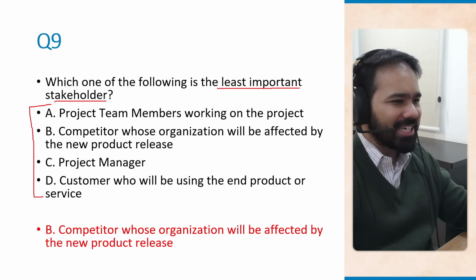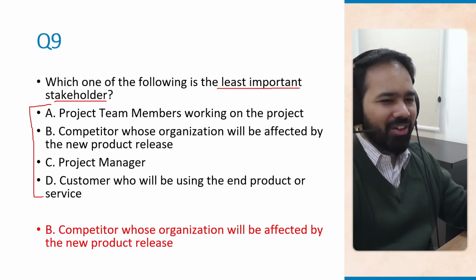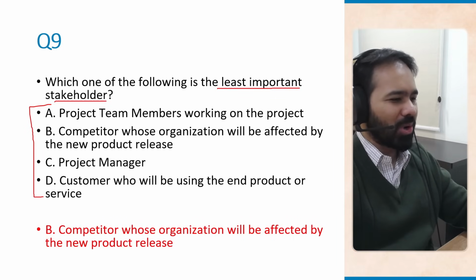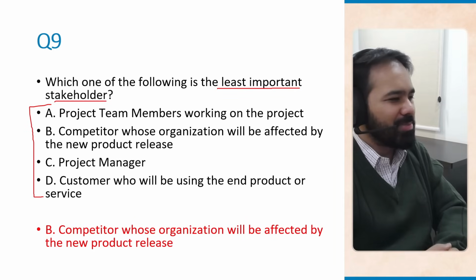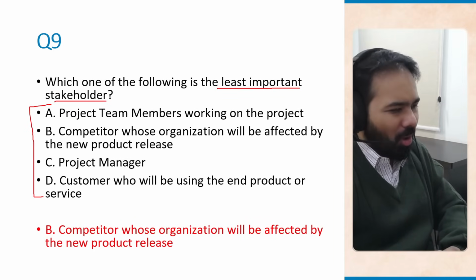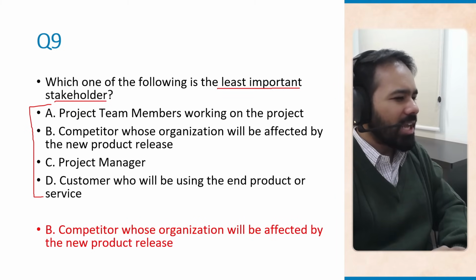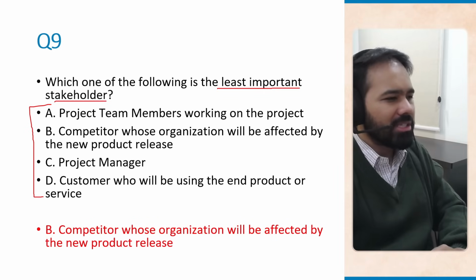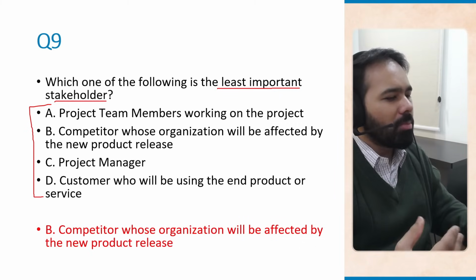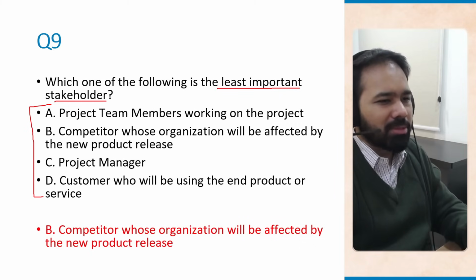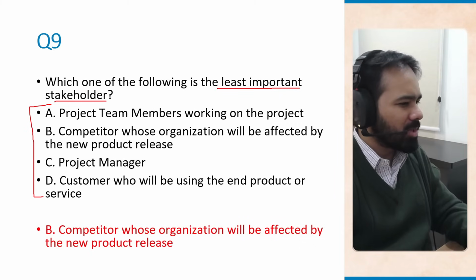You don't necessarily care even if they are affected by your new product release. In fact, you would want them to be affected so that you can do better than them. So a competitor is technically affected, but they do not have any direct involvement or influence in your project decisions. This makes them the least important stakeholder from your perspective, from the project manager's perspective, or from the project perspective itself.